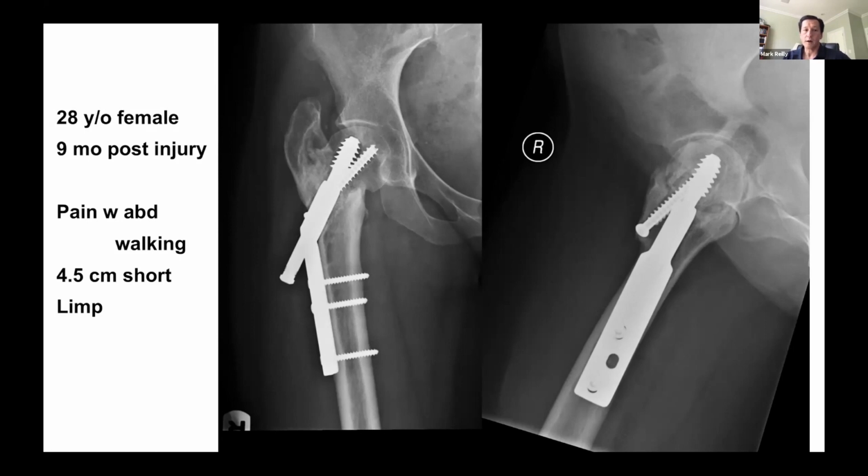So, options here. Well, you could distalize her trochanter or perform a relative neck lengthening, but you're leaving her with no offset, with a very medialized femoral shaft. And in a 28-year-old, she's going to run into knee problems down the road. Plus, she's still 4.5 centimeters short. So I didn't think that was a good option for her.